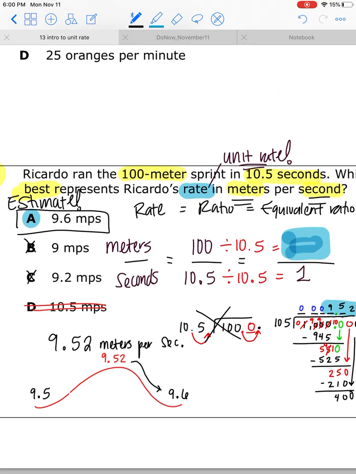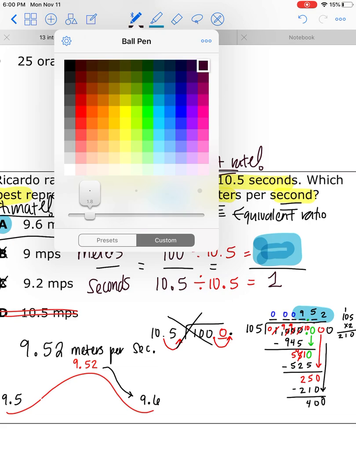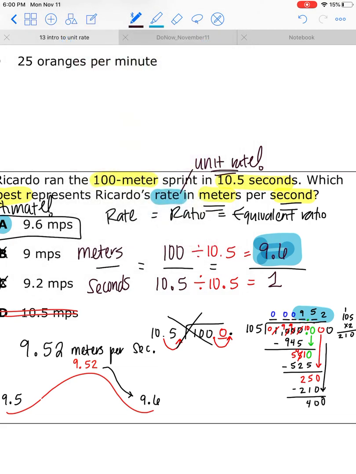Okay, I really hope that this helped you. I'm going to go ahead and just put it over here, 9.6, which is my estimate.